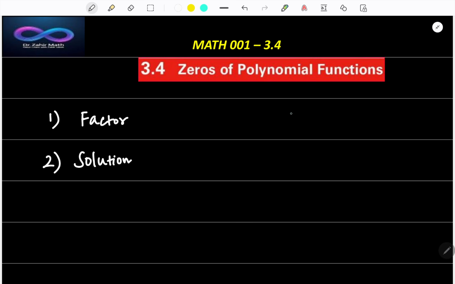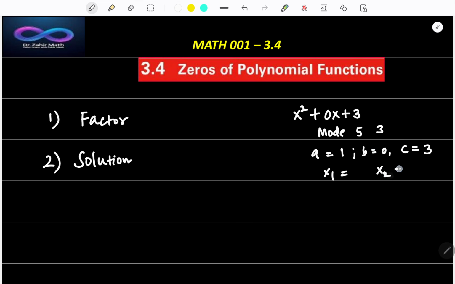Suppose I give a quadratic equation, for example, x square plus 0x plus 3. You go to the calculator and you go mod 5, 3, right? And then you give a is equal to 1, b is equal to 0 and c is equal to 3. Then you will get two answers, x1 equals, x2 equals, right? So this x1, this x2 are called what? Solutions, right?